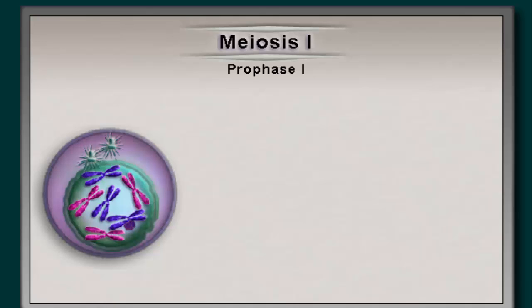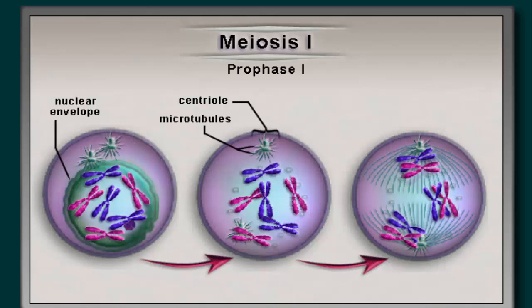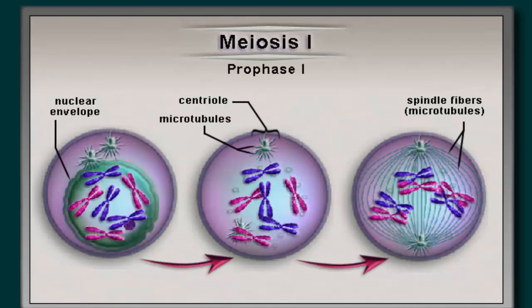Near the end of prophase 1, the nuclear envelope of the cell disappears, and in animal cells, centriole pairs move toward opposite poles of the cell, just as in mitosis. Fiber-like microtubules extend and begin to form spindle fibers. The chromosomes, which are grouped into tetrads, remain attached at the chiasmata and begin to migrate to the cell's equator, called the metaphase plate.